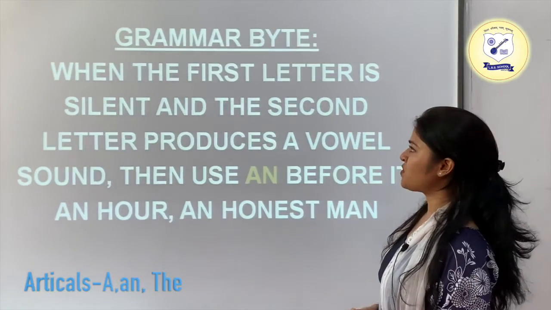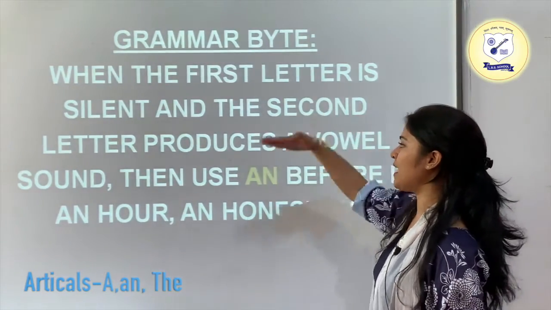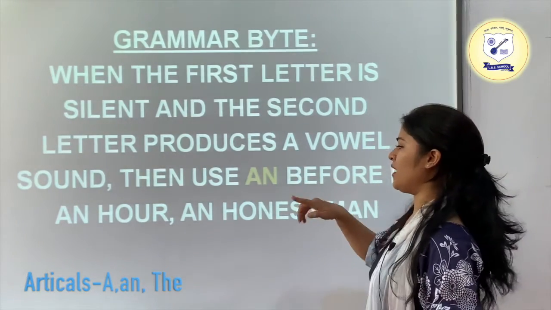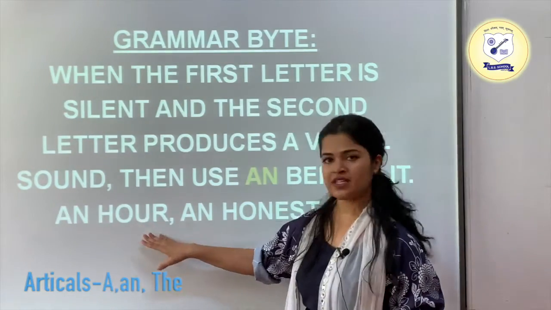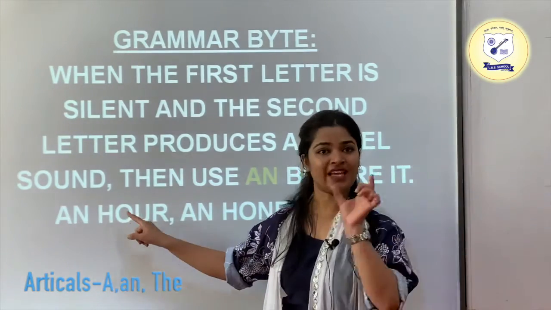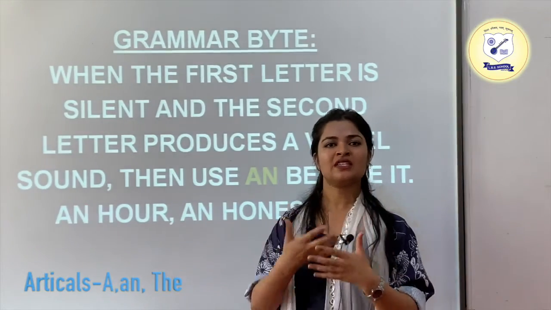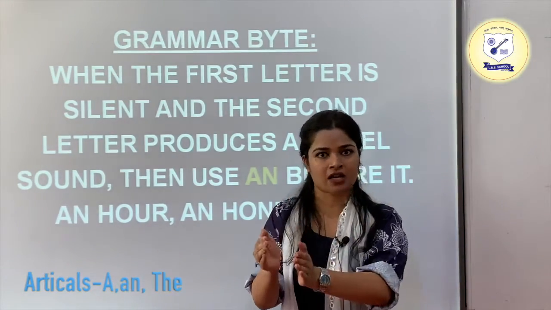Now, grammar bites. When the first letter is silent and the second letter produces a vowel sound, then we use an before it. Like we have an hour. As you can see, this word begins with H, which is a consonant, but when we pronounce it, we pronounce it as our. So what we will say is an hour.